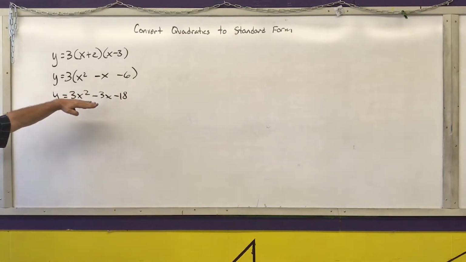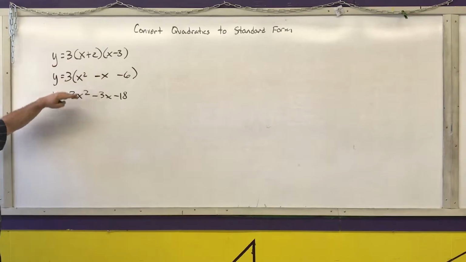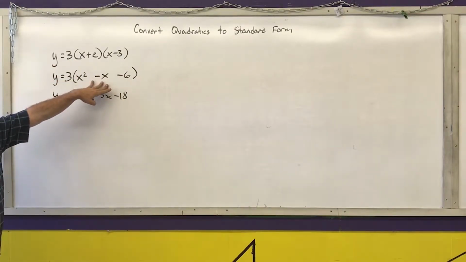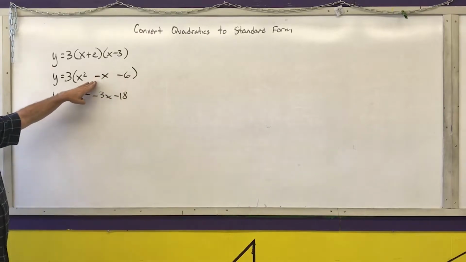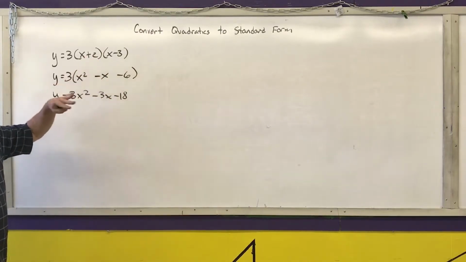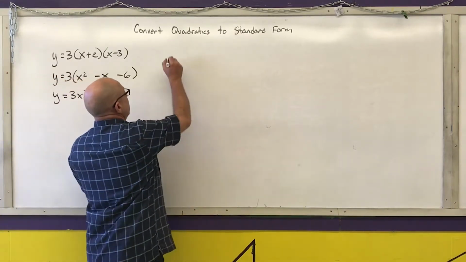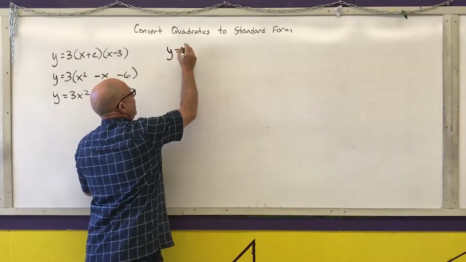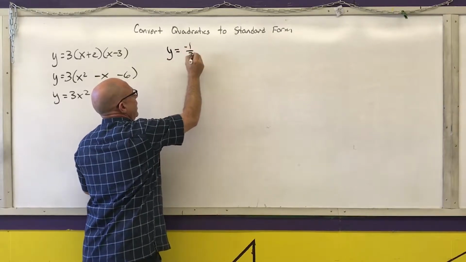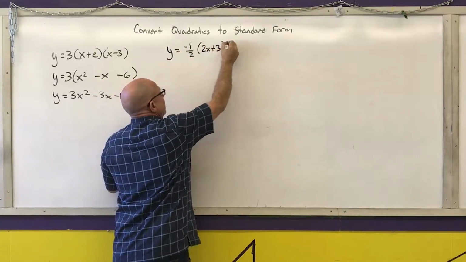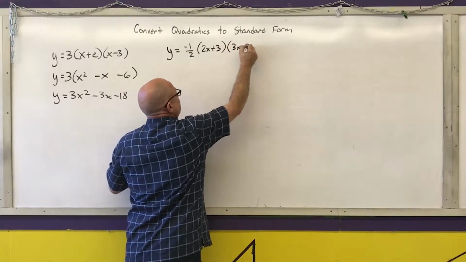If I was going from standard form back to intercept form, the first thing would be to factor out the 3. Then I could factor this polynomial: two numbers that multiply to negative 6 and add to negative 1 would be negative 3 and 2. So all I'm doing is undoing the factoring process. Next: y equals negative 1/2 times 2x plus 3 times 3x minus 2.